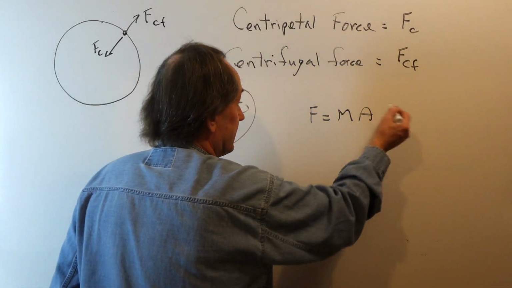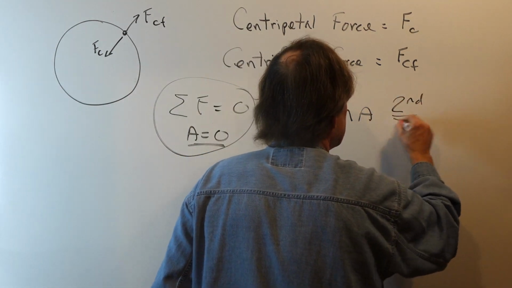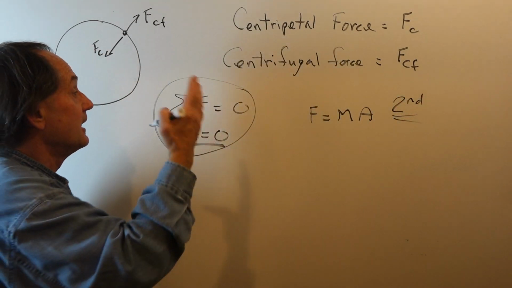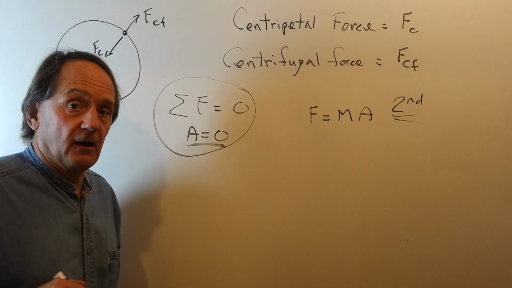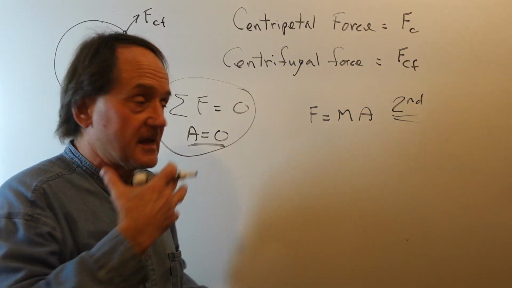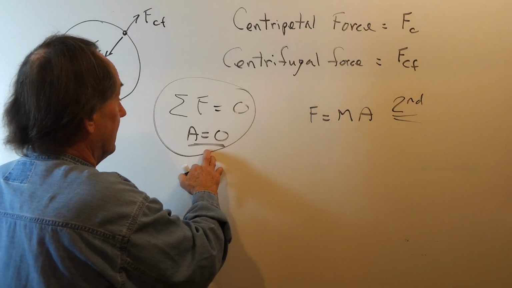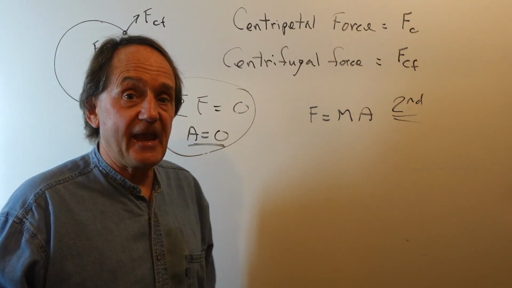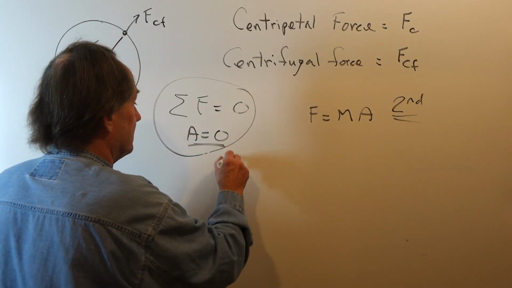We get this from the second law. This is the second law: force equals mass times acceleration. And if the forces acting on an object are 0, there are no outside forces acting on that object, then the acceleration is 0. The object can't deviate in its path. This is the first law.